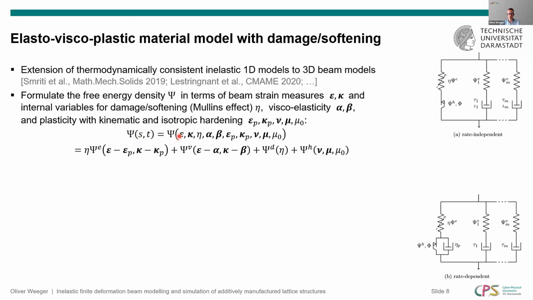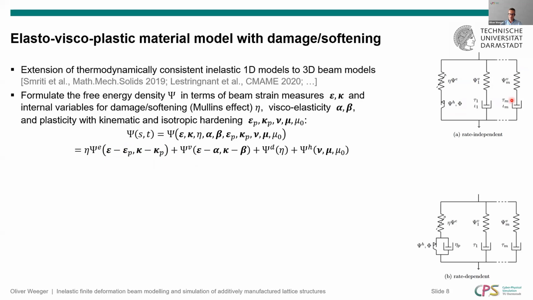And this depends on the strain measures, which are the epsilon and the kappa in the context of the beam. And then quite a bunch of internal variables over here, which are supposed to capture the different kinds of inelastic effects that we want to model. So for instance, in the elasto-plastic branch over here, we have the elastic strain energy, which now depends only on the elastic strain, which is the difference between the total strain and the plastic strain for the axial strain measures and for the curvature strain measures.